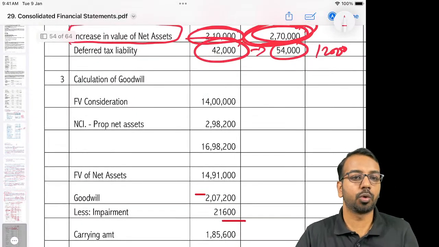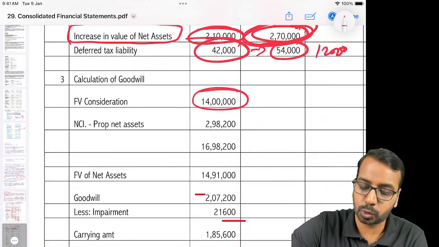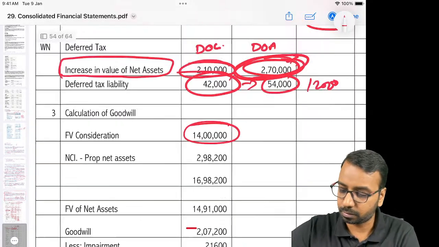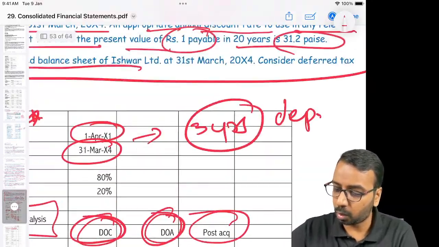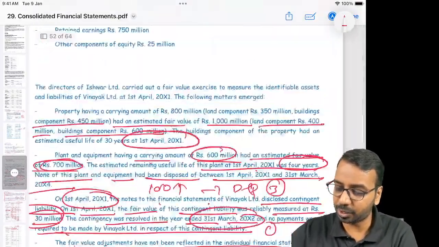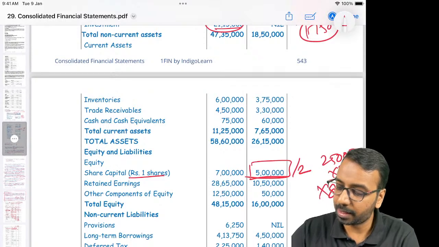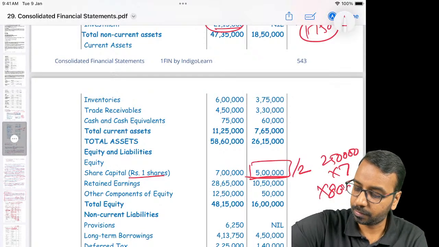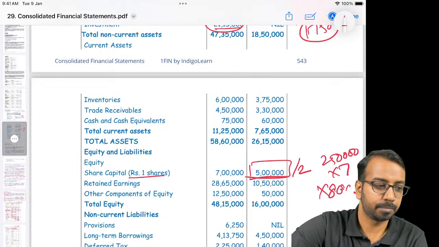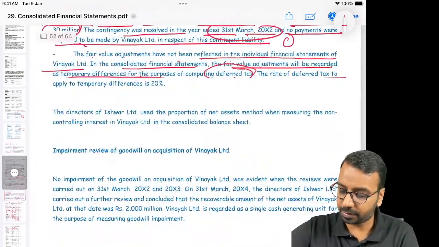Now goodwill. When it comes to goodwill calculation, fair value of consideration, they have directly said that is 2,50,000. Oh, I think I made a mistake here in a hurry. Don't make that mistake in the examination. I have taken full. It has to be 80%. So 2,50,000 into 80%, 2 lakhs multiplied by 7, 14 lakhs. So fair value of consideration is 14 lakhs.